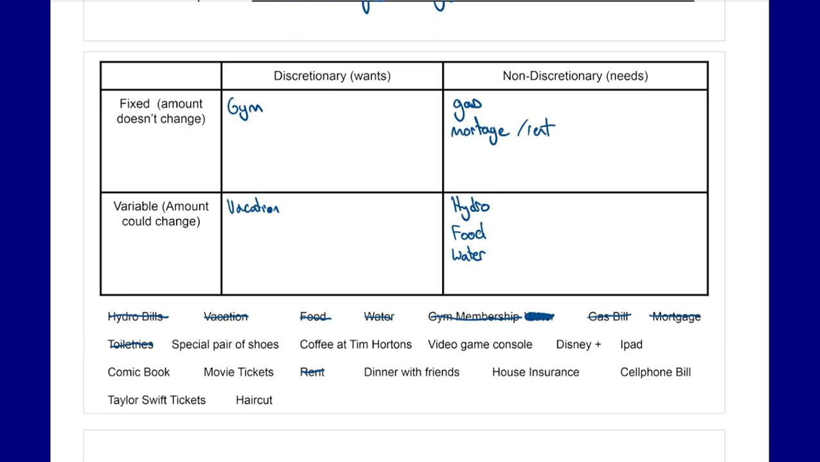Toiletries, so that's like more hygiene products. You would need those, right? Everyone should have good hygiene. That would be variable. How much you spend on toiletries would change. Special pair of shoes, right? This would be discretionary. It's a want, and it would vary. The price would vary or could change, so it would be a variable expense. Coffee at Tim Hortons, right? Again, this one might have some flexibility. It might be variable because what you get might change, but if you're getting the same coffee every day, that would be fixed. But either way, I would say it falls under discretionary.